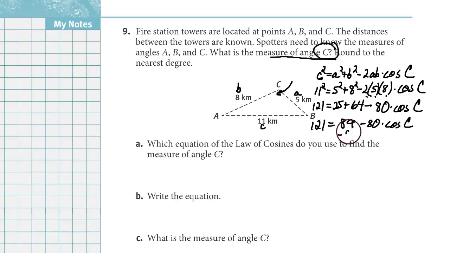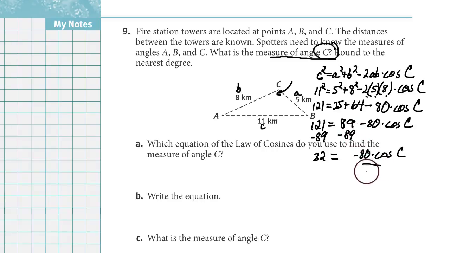Next up, subtract 89 from both sides. 121 subtract 89 is 32. And that's equal to negative 80 times the cosine of C. I can tell you already that there's a potential spot here for an error. And that is, if you go 89 minus 80 and say 9, instead of subtracting 89 from both sides, you're going to get the wrong answer.